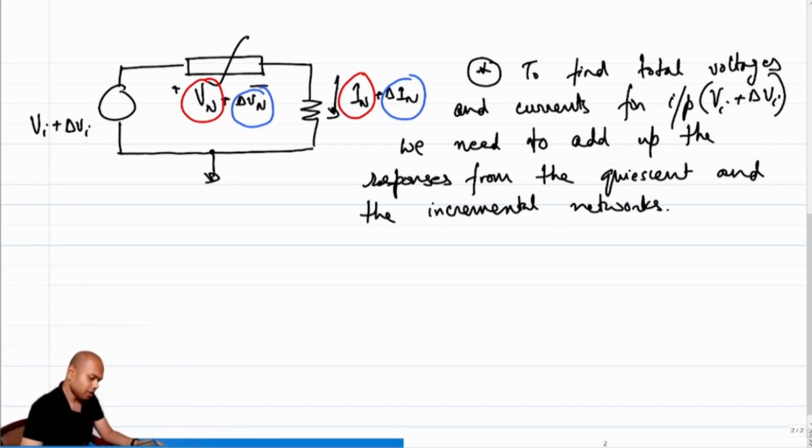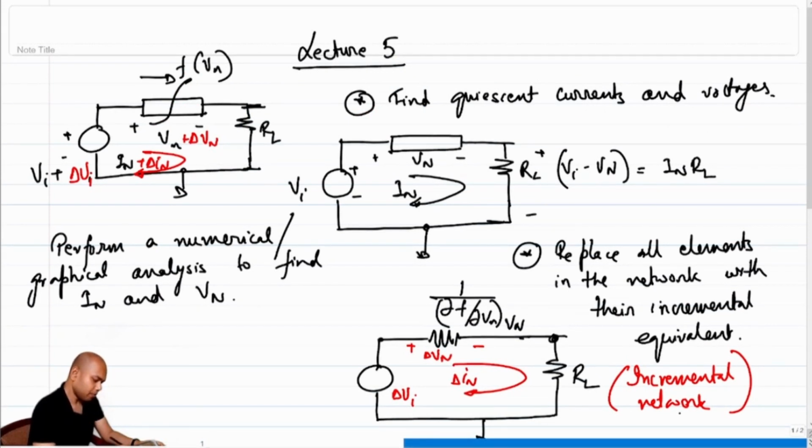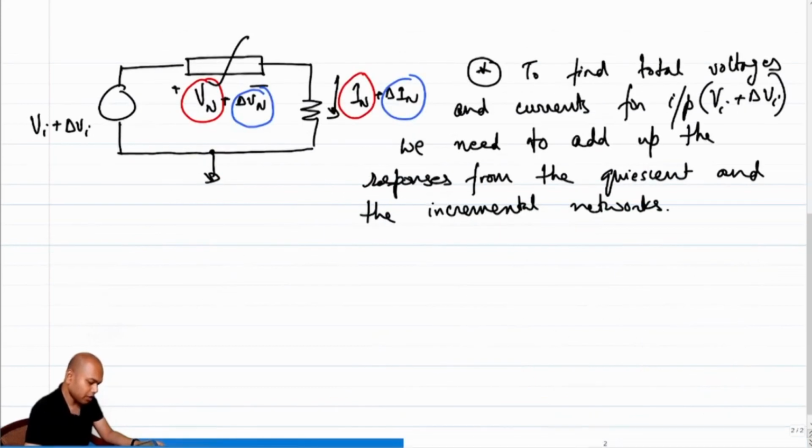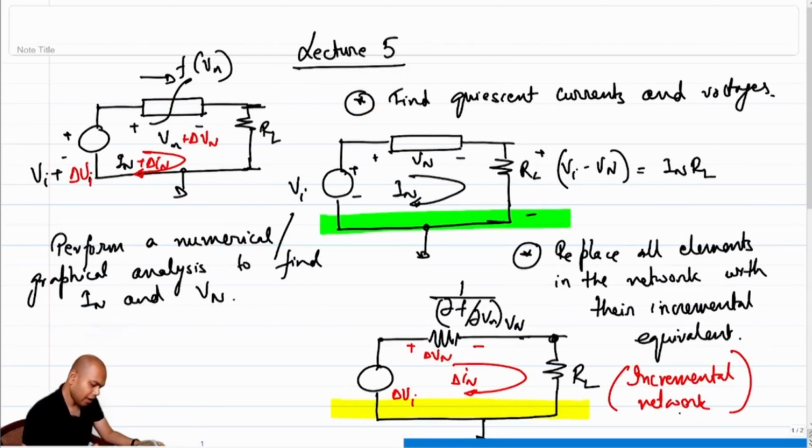We have found capital Vn, capital In from this network, right? And we have found delta Vn and delta In from this network, right? So once we have found these two, in order to find the total, we simply need to add them up, right? I missed a step here. I didn't evaluate delta In.